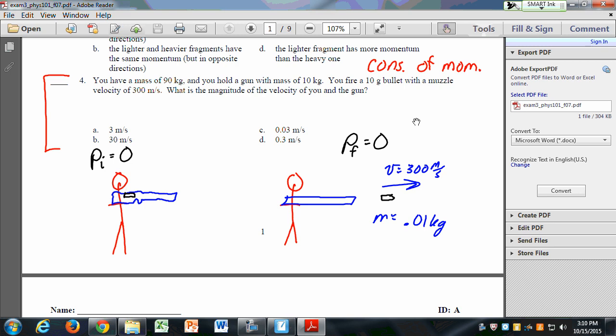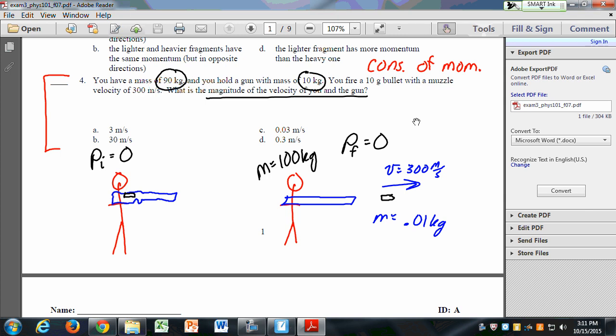What is the magnitude of the velocity of you and the gun? So I know that the mass here is 100 kilograms. Again, that's you plus the 10 kilogram gun that you're holding. We had a similar problem in the concept test, a cannon that shot a cannonball. Same problem here. So there's not really a whole lot of variety in the problems on these. Once you see 3 or 4 of them, you've basically seen them all. Okay?